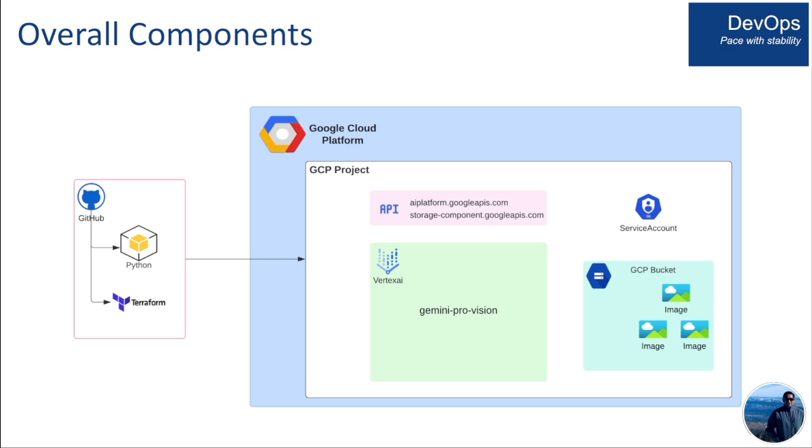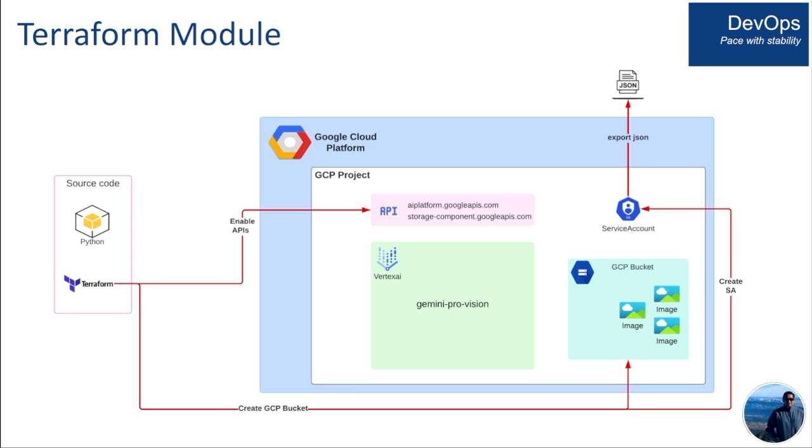All right, so we are looking at our overall components that we'll be dealing with throughout our demonstration. On the left side, you are looking at the GitHub repository, which has Python and Terraform module. On the right side, we have a GCP project components, which has some enabled APIs, the GenAI model, Gemini-Pro-Vision, GCP bucket, and a service account. So as part of our demonstration, we will first run the Terraform module that will enable our APIs in the GCP project. It will create a GCP bucket, a service account, bind some predefined GCP roles to the service account, and will also export a key JSON file from the SA.